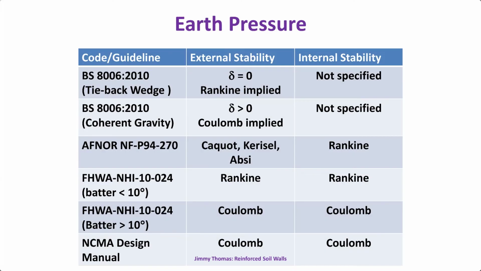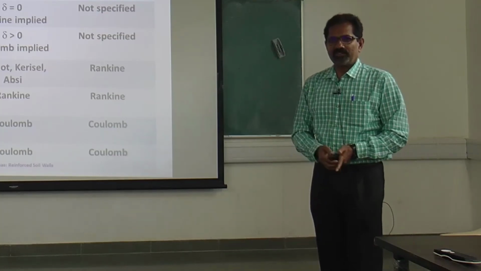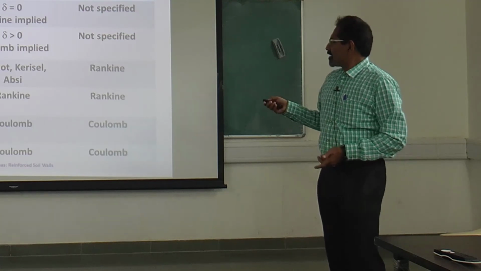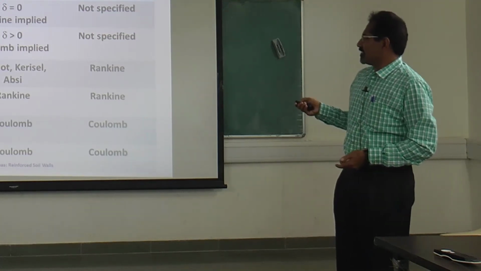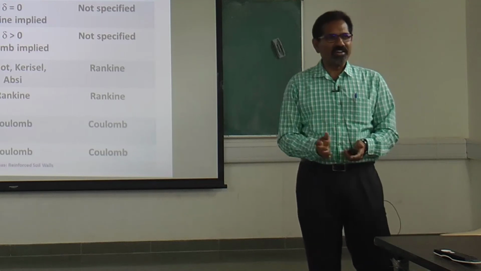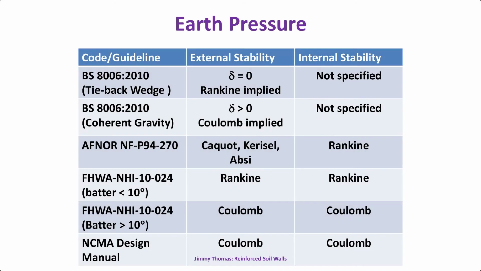One aspect I did not mention was which earth pressure theory to use. Here I have given a comparison. The BS does not say Coulomb or Rankine, but it has a diagram. Delta is the angle of wall friction. For the tie-back wedge method, it should be 0, which indirectly implies Rankine theory. Whereas for internal stability, it doesn't say anything at all. Whereas if it is coherent gravity, then Coulomb is implied.